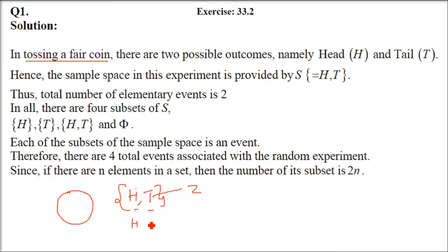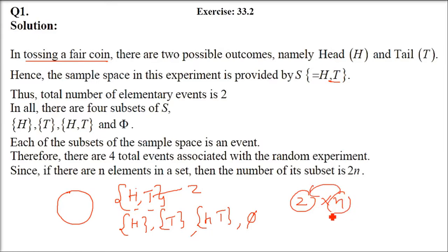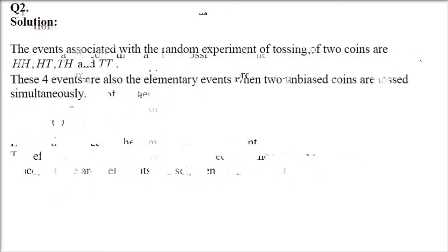Now, let us make the subsets. One is H, one is tail, and then head and tail, and then finally phi, which is the null set. So, there are four. Two elementary events are there, so 2 to the power n, where n is the number of elementary events. So, 2 into 2, 4. Right? If there are n elements in a set, then the number of its subsets will be 2 to the power n. I'm not talking about events, I'm talking about the subsets.